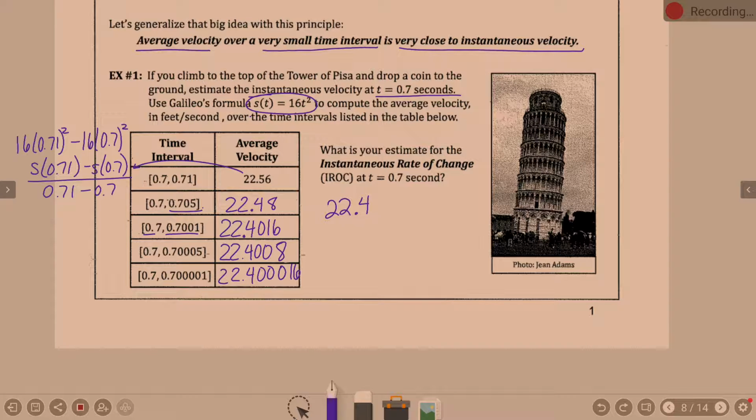It was change in position, or change in distance, over change in time. What is my position label here? There it is. Feet over change in time, which is seconds. So 22.4 feet per second at time t equals 0.7 seconds.